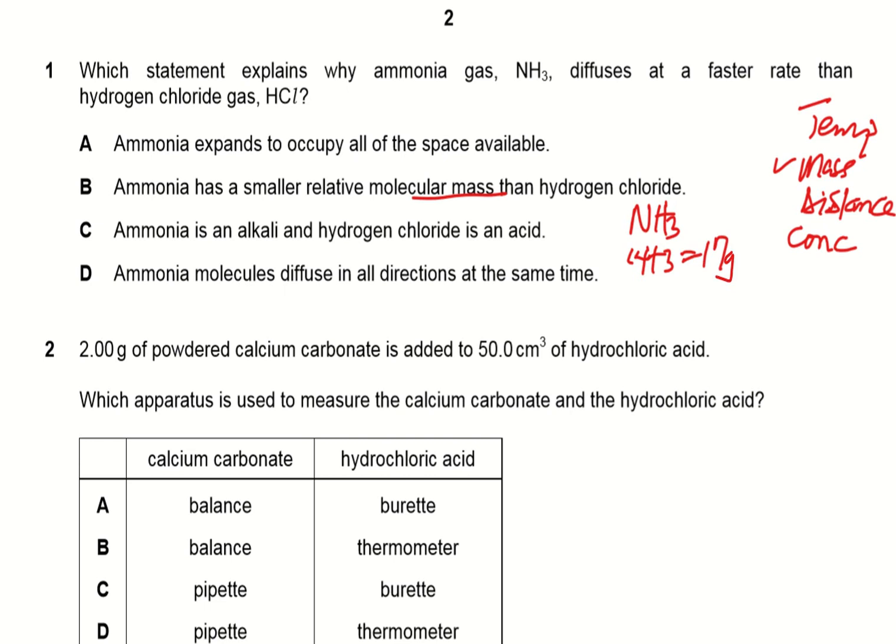Okay, so for hydrogen chloride, that's HCl, you have 1 plus 35.5, so that should give 36.5 grams. And of course you can see that ammonia has a lesser mass than hydrogen chloride gas. So the smaller the mass, the faster the gas will be able to move or diffuse. So B is the correct answer here.